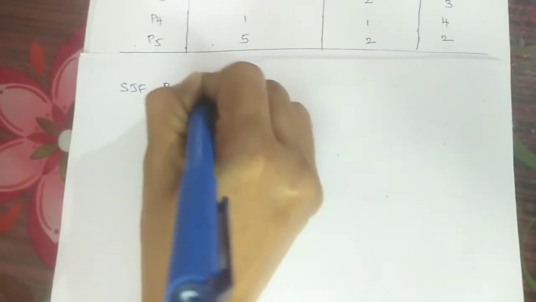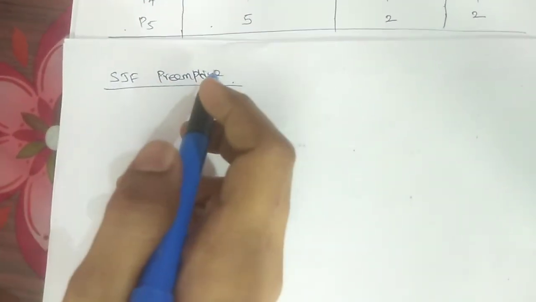Next we are going to calculate the SJF preemptive. In the case of preemptive, it is going to cut its execution. It is not going to execute as a whole. That is known as SJF preemptive. First we are going to draw the Gantt chart.